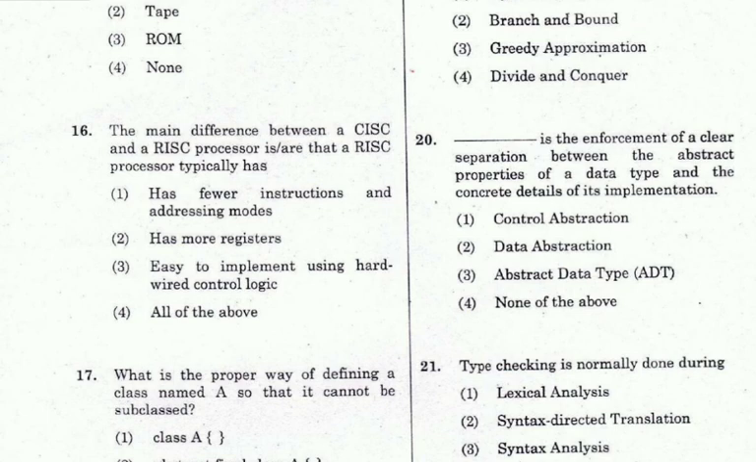The next one. The main difference between a CISC and a RISC processor is. CISC stands for Complex Instruction Set Computer and RISC stands for Reduced Instruction Set Computing. Complex instruction set means we have complex instructions to execute, and reduced instruction set means we have fewer or simpler instructions, and we require more registers in RISC. In CISC we have more complex instructions and complex addressing modes. RISC is optimized for pipelining and is easier to implement using hardwired control logic.